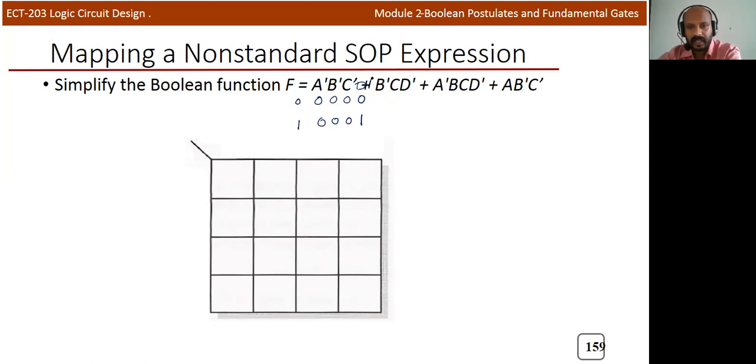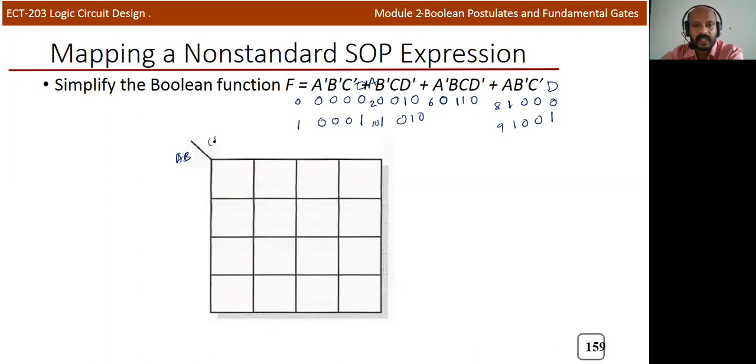And in the next expression A is missing, so A can take two values, 0 and 1. B bar, C, D bar: B bar is 0, C is 1, D bar is 0, so 010. So you'll get another two terms, this is 2 and 10. Now here it is 0110, which indicates 6. And in A bar, B bar, D is missing, so D can take two values, 0 and 1. So we can write 100, here also 100. This corresponds to 8 and 9. So I can indicate all these values here.